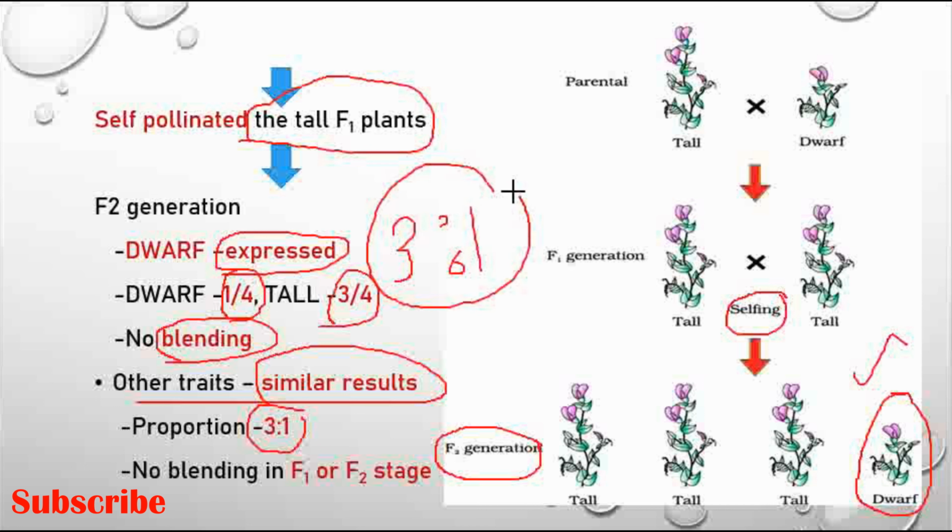It can be asked in the MCQ. And there was no blending, and the other traits also didn't show any blending. There was no intermediate character expressed in both the F1 and F2. It resembled either one parent.